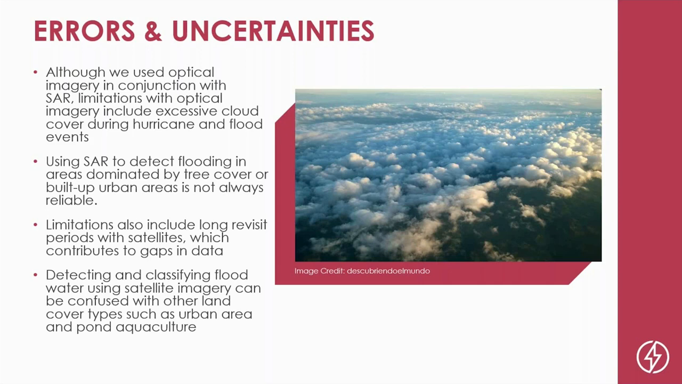So again, using the combination of SAR and optical imagery through the use of HydroFloods can be extremely helpful in flood monitoring efforts. It's also, again, important to note the limitations with long revisit periods between satellites, contributing to gaps in data along with the cloud cover issues with optical. And then lastly, detecting and classifying flood water using satellite imagery can be confused with other land cover types. This includes other water-based land cover types, including pond aquaculture, as well as, again, urban areas. So it's important to keep these limitations in mind when applying HydroFloods for flood monitoring efforts, or in general, just using optical and SAR-based imagery to examine flooding.